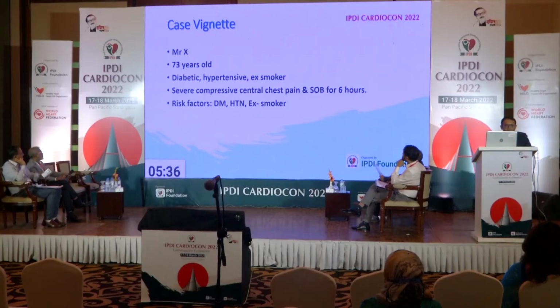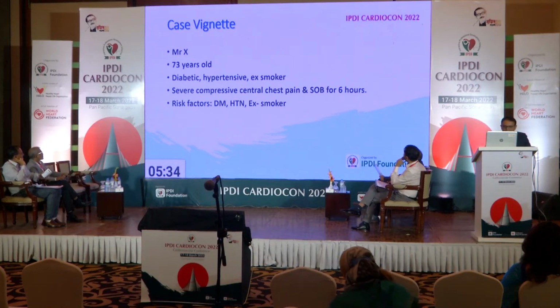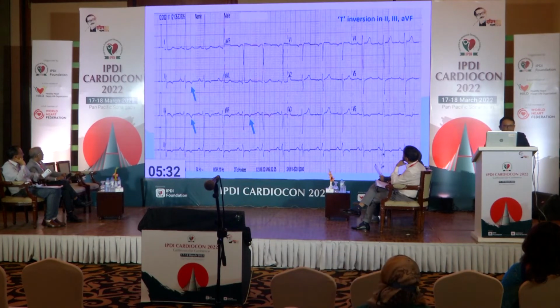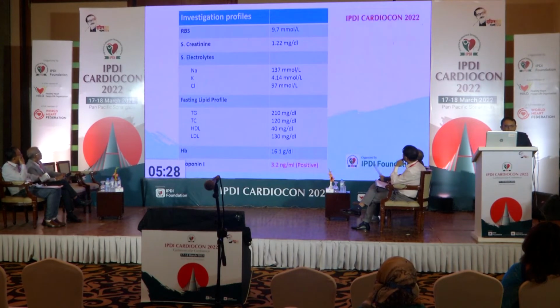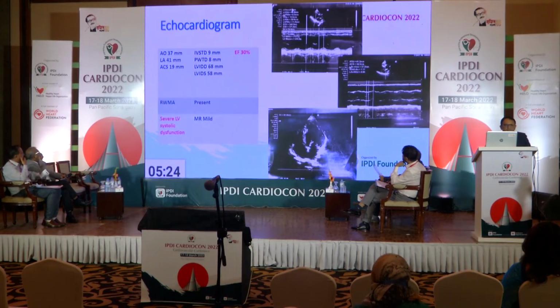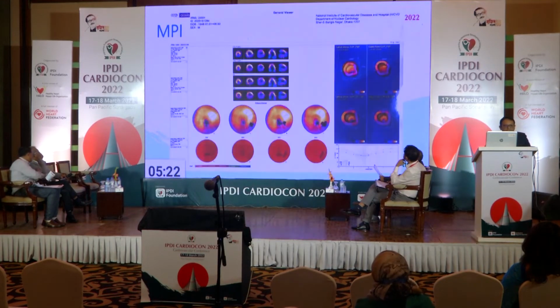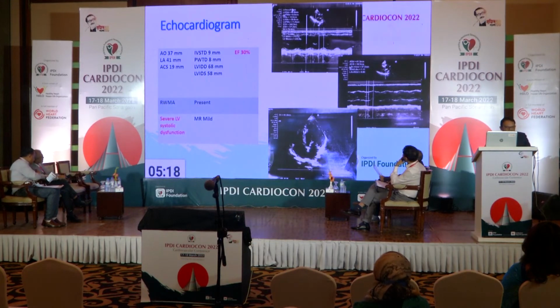Case vignette. Mr. X, 73 years old, severe compressive central chest pain and shortness of breath for 6 hours. Risk factors are diabetes mellitus, hypertension, and ex-smoker. ECG was done, and there is T inversion in 2, 3, and aVF. Investigation profile was done, and troponin I was raised and positive. Echocardiogram showed severe LV systolic dysfunction and ejection fraction is 30%.